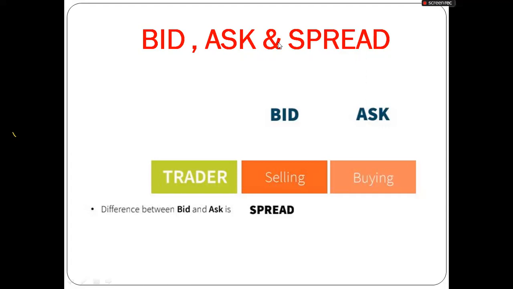So the bid price in this case is 5,000 naira. The ask price will be something higher, maybe 5,500 or 6,000 naira. So the bid price is 5,000. The ask price is 6,000. So that should make you understand this. Now, the difference between bid and ask is called spread.